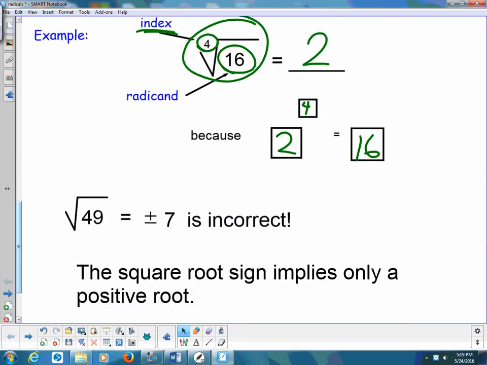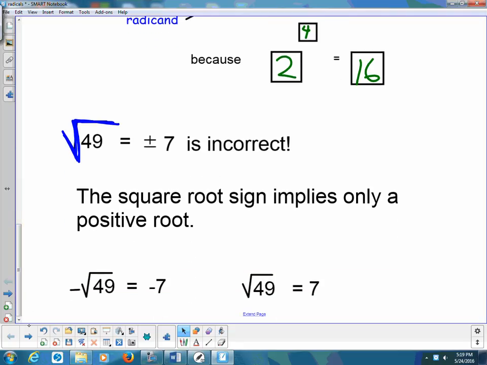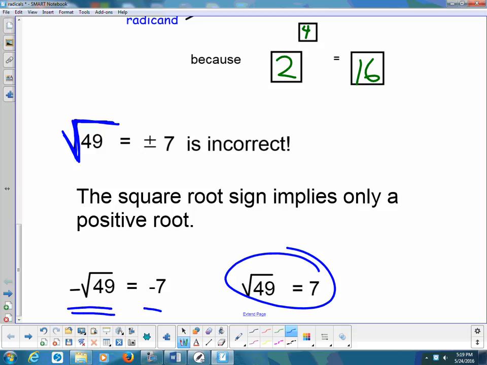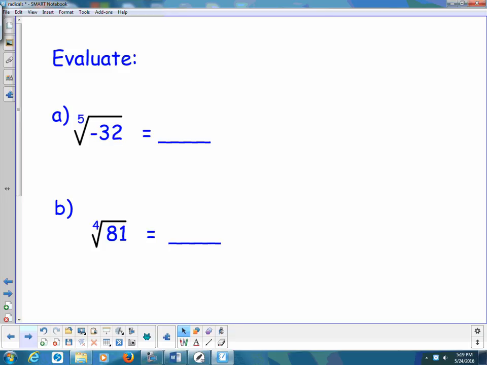Notice when we say square root of 49, we don't want to say, hey, that's equal to plus or minus 7. That's incorrect, because as soon as you make this symbol right here over the 49, you are implying only the principal square root, in this case the positive 7. So we would say square root of 49 is equal to 7. We could say the opposite of square root of 49 is equal to negative 7. All right, so let's evaluate these.